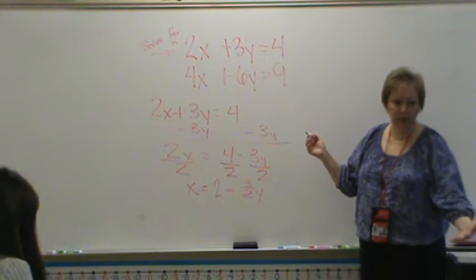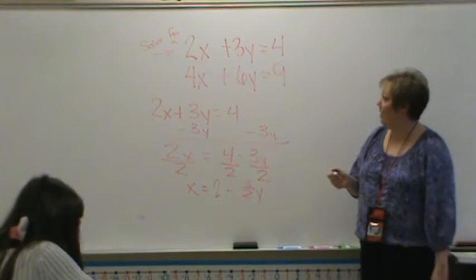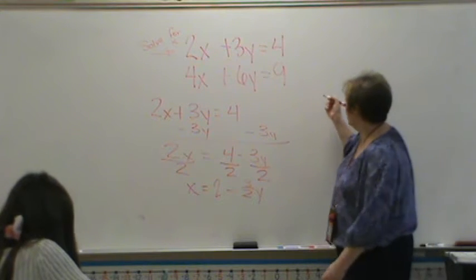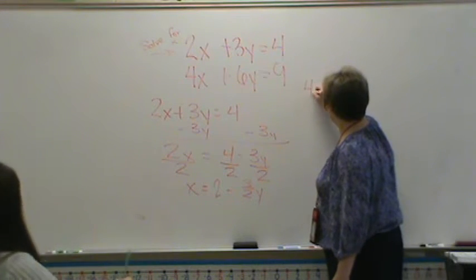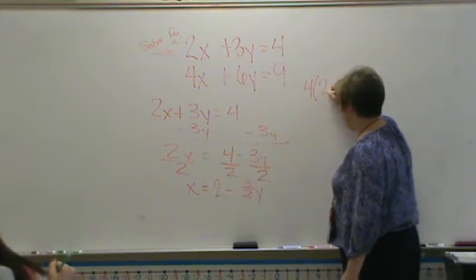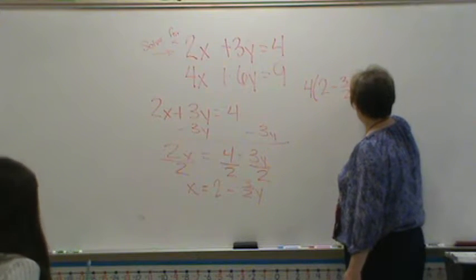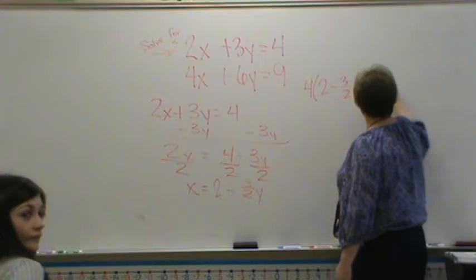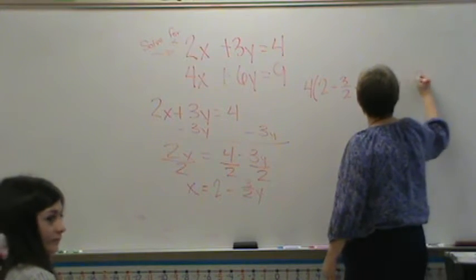Tell me, what do I do? Plug it in there. Second equation. So 4 times 2 minus 3 over 2 y, plus 6y equals 9.